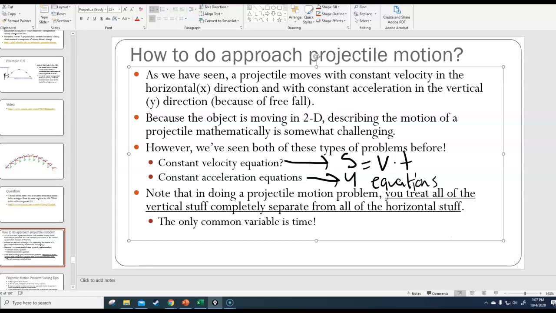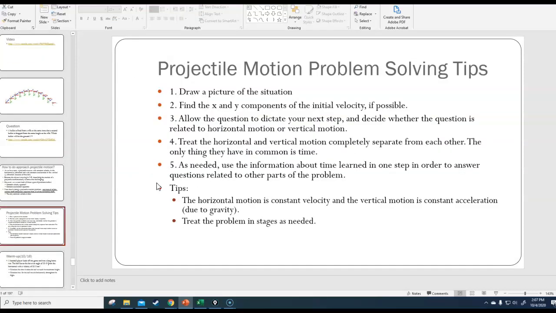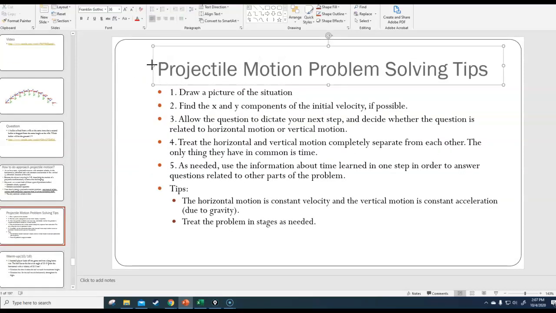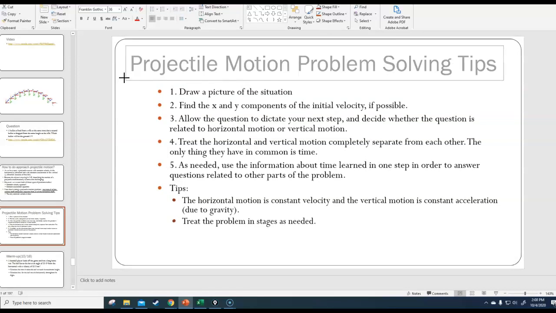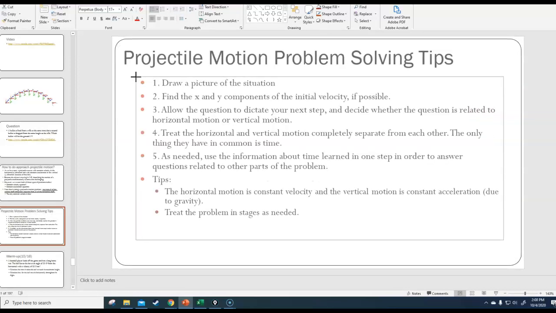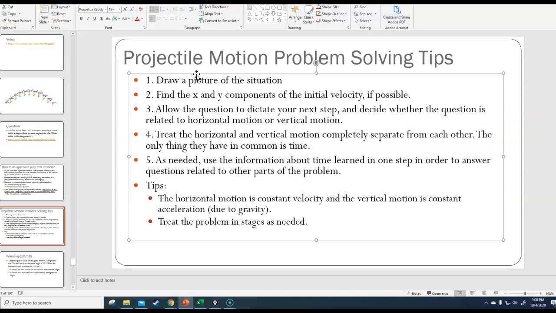Now we're going to do some examples with problem solving. So add this to your notes. Here's how we're going to approach these problems. I'm going to do a couple on my own, and then I'll let you do some as well.